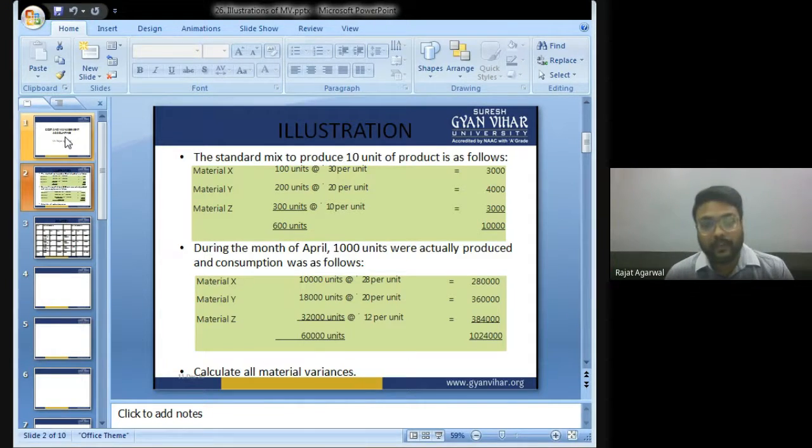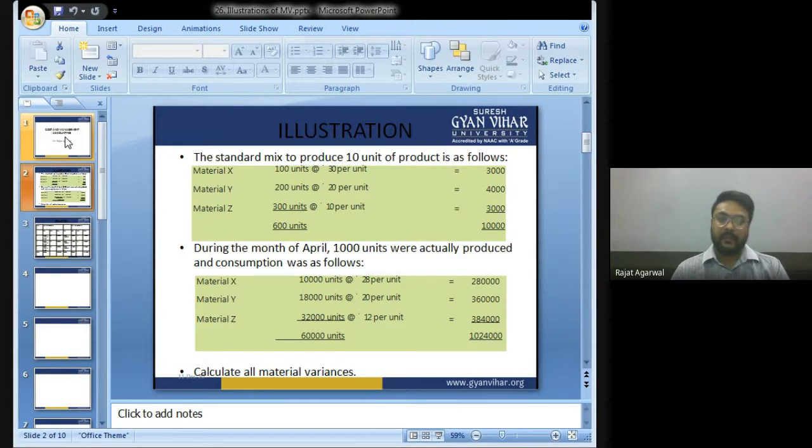So, to manufacture 10 units of finished product, material X is consumed 100 units, material Y 200 units, and material Z 300 units. Standard price of material X is rupees 30 per unit. Standard price of material Y is rupees 20 per unit. Standard price of material Z is rupees 10 per unit.